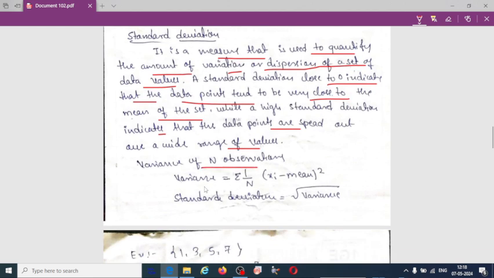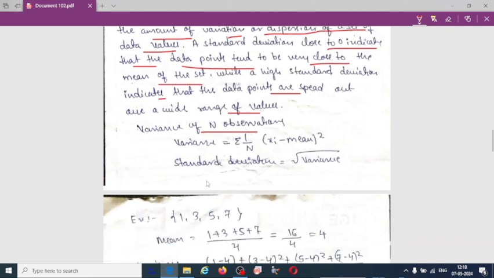So the variance formula is equal to summation of 1 divided by n, number of values, into xi minus mean, square. So mean is what? It may be arithmetic or geometric mean. Mean is what? Total sum of the numbers divided by total number. So standard deviation is given by the root of variance.